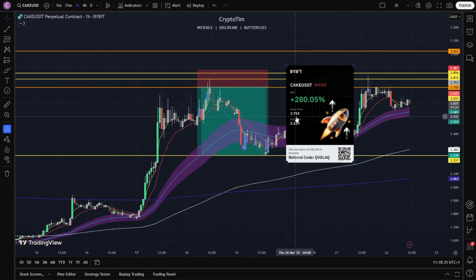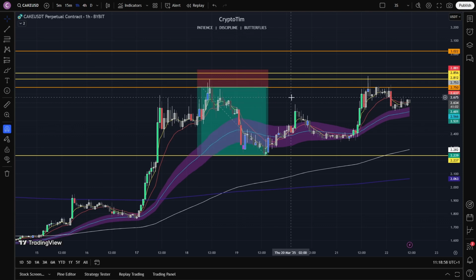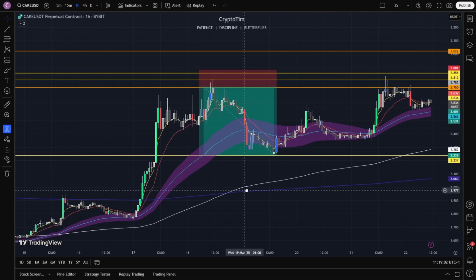So first of all, screenshot of the trade. Entry level at 2.753, TP at 2.239, resulting in a 280% ROI on 15x leverage. But most importantly for us, it's a 4R setup. So now what can we tell about this trade in hindsight?